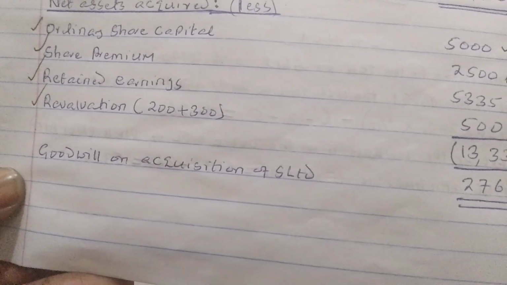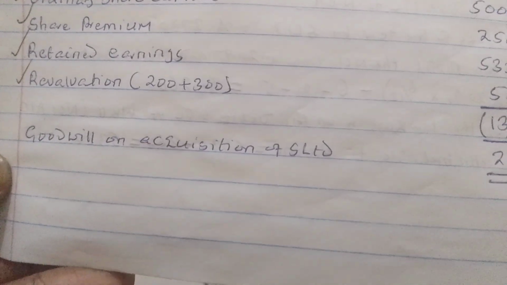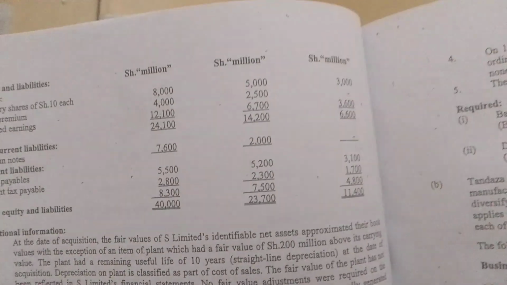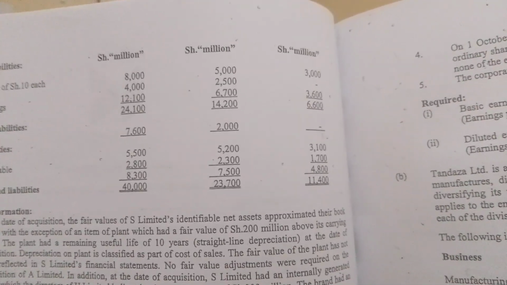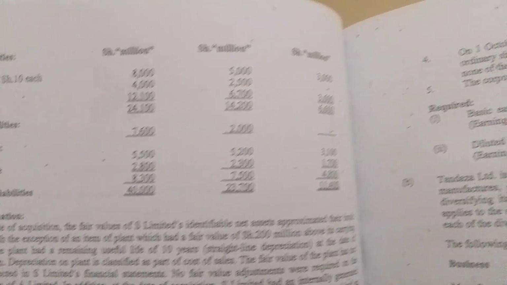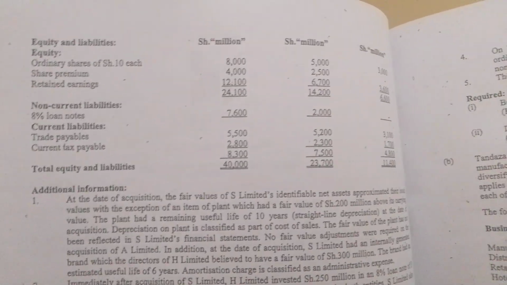Then net assets acquired, go to the ordinary shares, share premium, retained earnings. The profit is at the date of acquisition, and then revaluation. We revalued PP at 200, the brand 300. You sum them together. Now, ordinary shares and share premium, what we are acquiring. Remember, we are acquiring S Limited. Maybe you don't understand where these figures are coming from. The equity part, what we are acquiring is equity, the second company, ordinary shares, 5,000, share premium, 2,500. So we are acquiring those items. You can see 5,000 is what we are acquiring. Share premium, 2,500. That's what we are acquiring.